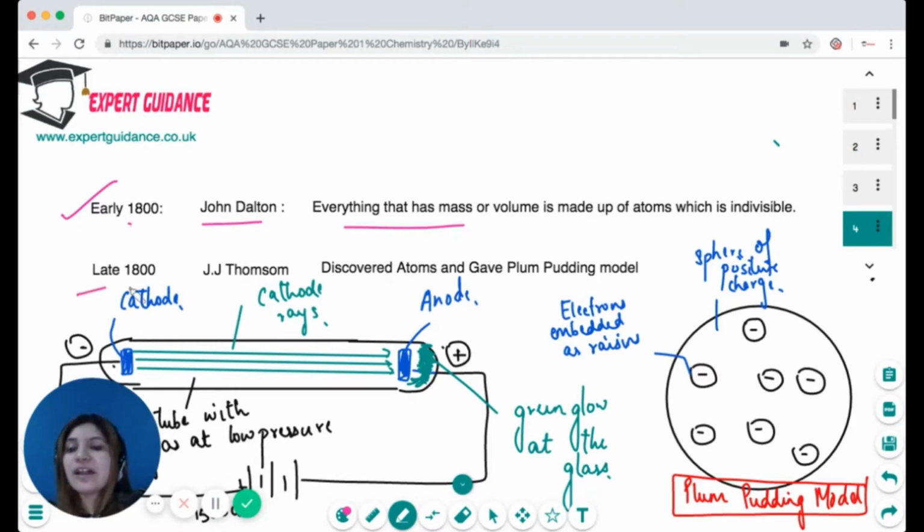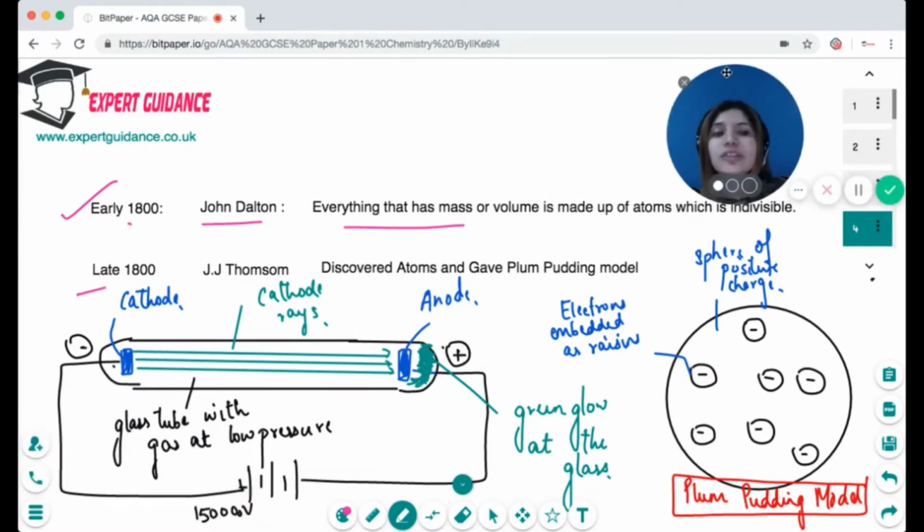Late in 1800 came another scientist called J.J. Thomson. Now what he did was, he took a glass tube, and in this glass tube, he kept a gas at a very low pressure. The gas tube had a cathode and an anode, and it was given a very high voltage, around 150,000 volts. Now, at such a high voltage, he saw that the glass tube gave a green glow.